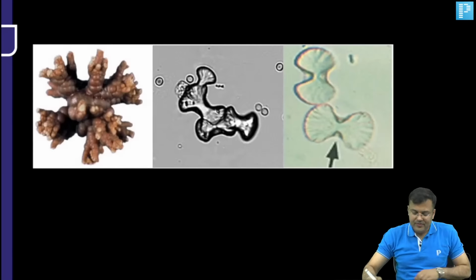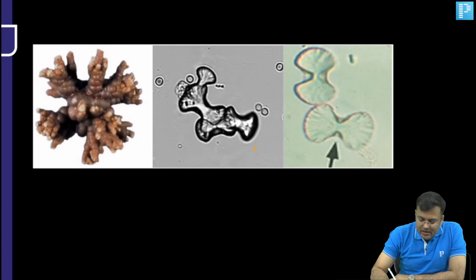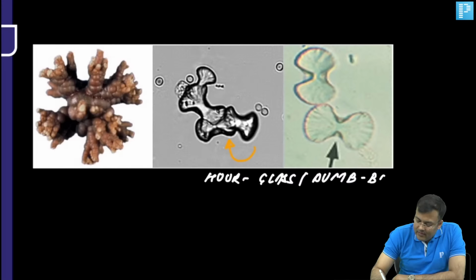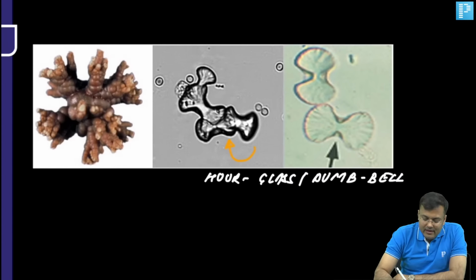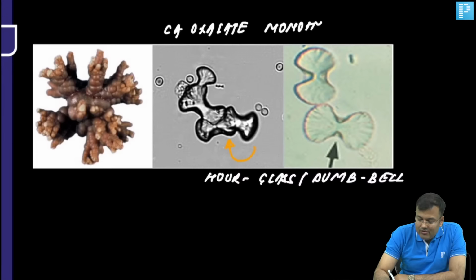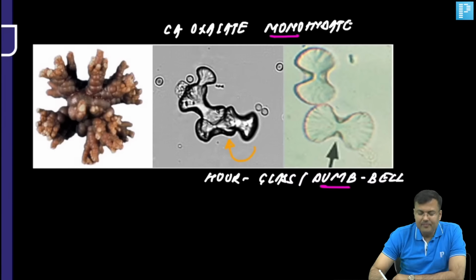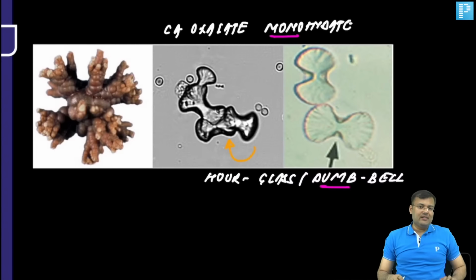You can see the next one. It is looking like hourglass or dumbbell shaped. Can you see the shape? This is dumbbell. And you know that this is seen in calcium oxalate monohydrate. How to remember? It's very, very easy. All of you know that mnemonic: Mona is dumb. So it is calcium oxalate monohydrate, hourglass or dumbbell shaped, Mona is dumb.